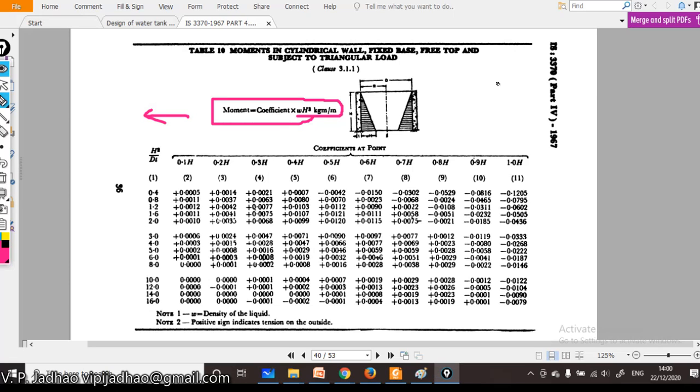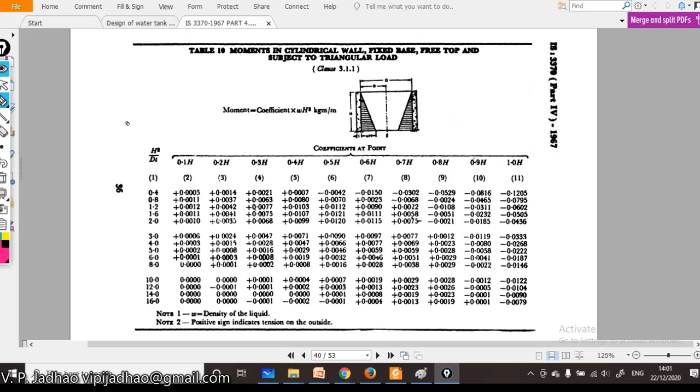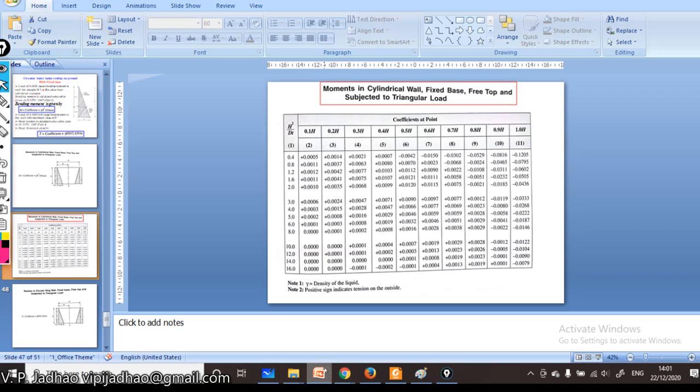So this formula can be written in kilonewton meter per meter like this: M is equal to coefficient multiplied by gamma h cube. So we can use this particular formula instead of the earlier one. You can get this formula in any standard book, or you can use the table which I will be providing. This is the table which will be used for calculating the moment.